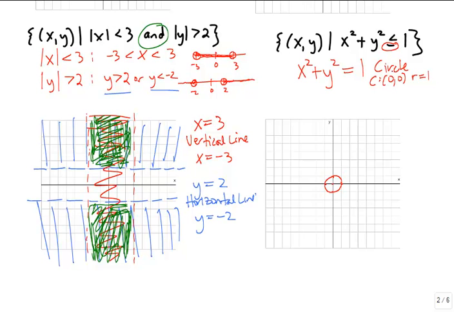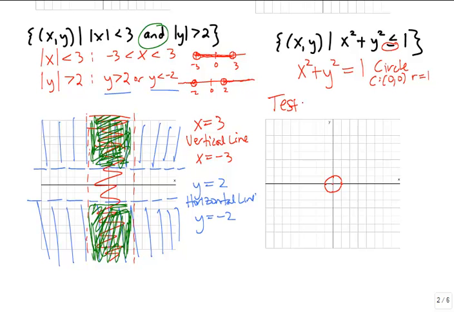Now because it's an inequality, whenever you see inequalities for graphing problems, you do have to have some shading. So we need to figure out which way to shade. And in this case, there's only 2 ways you could shade. You could either shade inside the circle or you could shade outside the circle, and we need to know which way to shade. And the way to figure that out is to use what's called a test point.